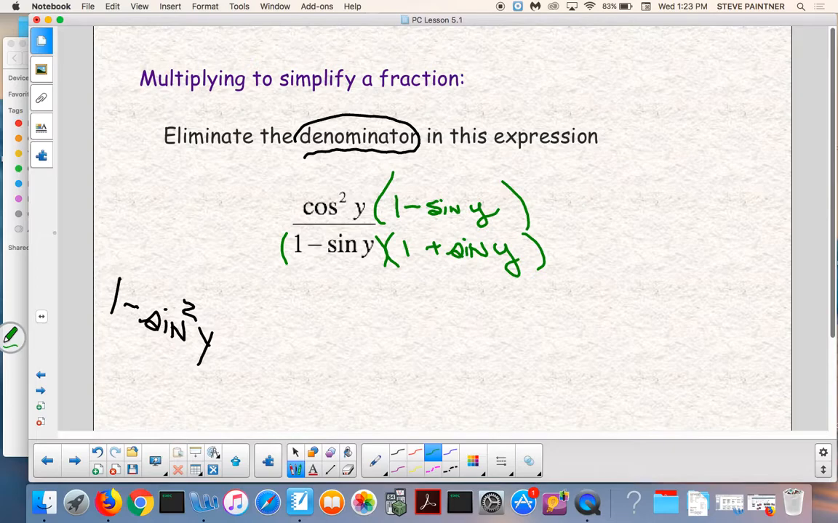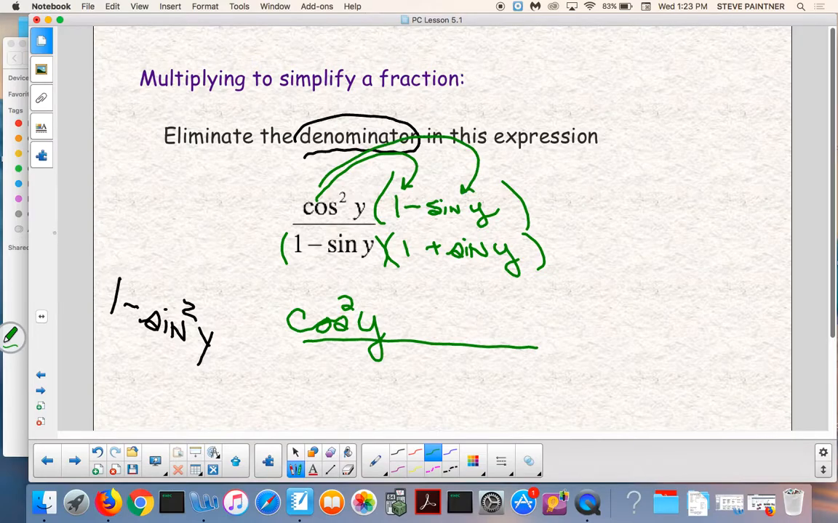All right, you ready? On the top, you get this. What's this? It's like saying x squared times y. It's x squared y. You're going to say what? Minus cosine squared y times sine of y, right?